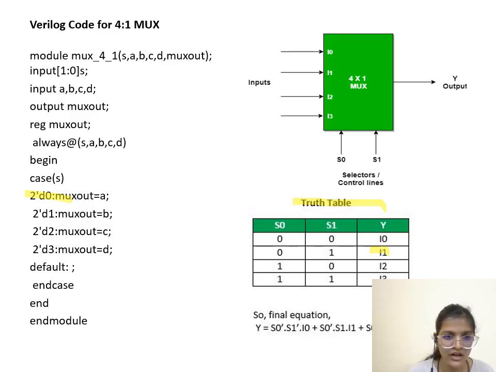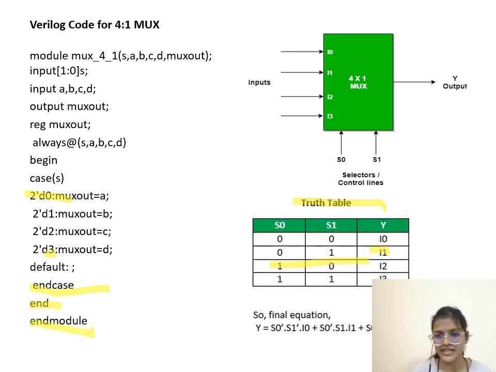Similarly for 2, which is the 1 0 case, the output is assigned the value of input I2, and similarly for the third case, where the S0 and S1 values are 1 and 1, the output is assigned the value of D, which is I3. And default handles any unexpected value, and this is for the ending of the case block, this is for the ending of the always block, and this is for the ending of the module block.